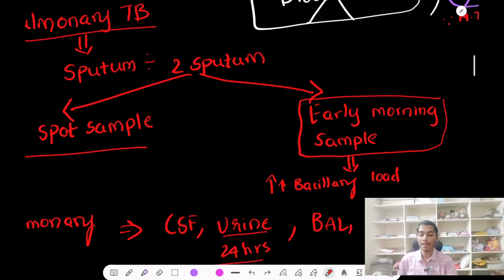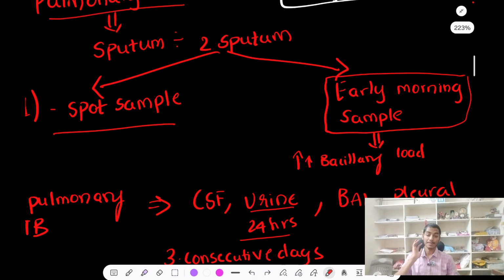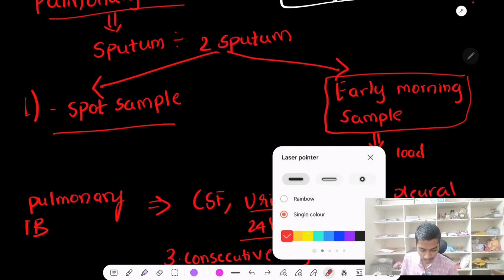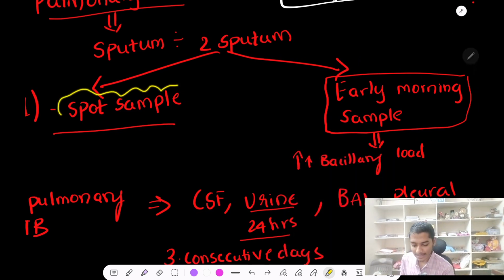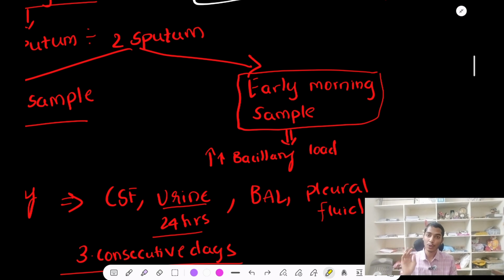Now the sputum sample, we collect two sputum samples here. First is the spot sample. As soon as the patient comes to you with symptoms of Mycobacterium tuberculosis, you ask the patient to give the sputum sample. So that's the spot sample, and you tell the patient to come tomorrow morning also to give the sample. That is the early morning sample.